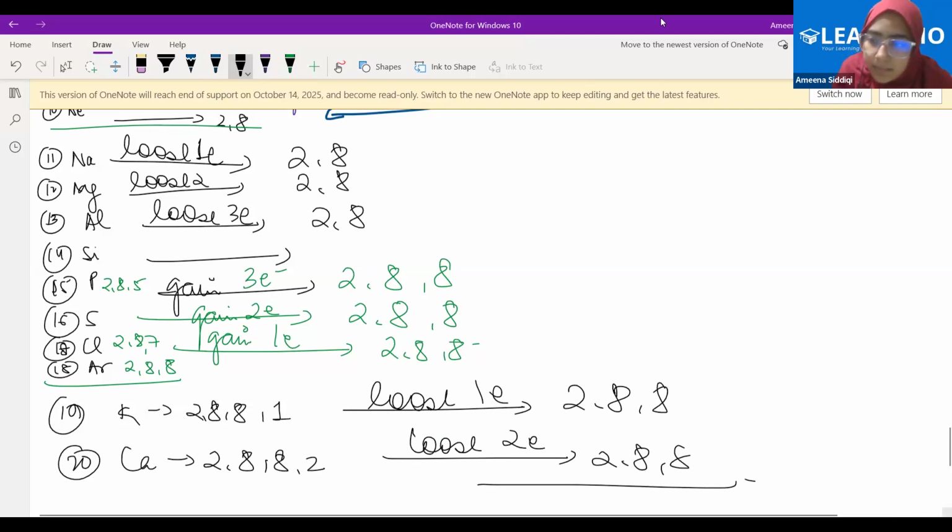What is the 15th element? 15th is phosphorus. Okay. Someone is writing, so let's just wait for a minute and then we'll come to the next point. Write it, write it.